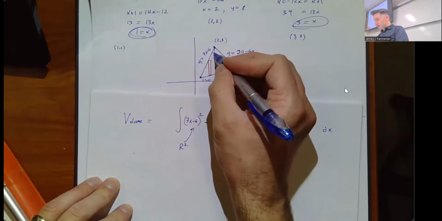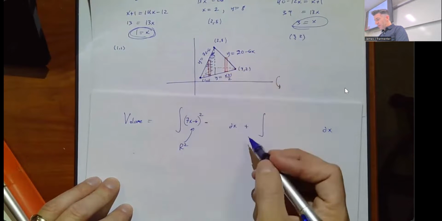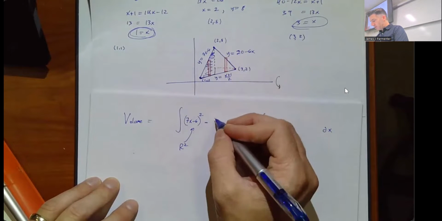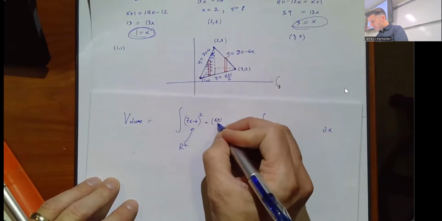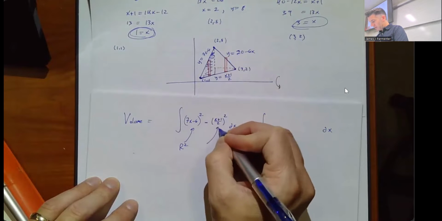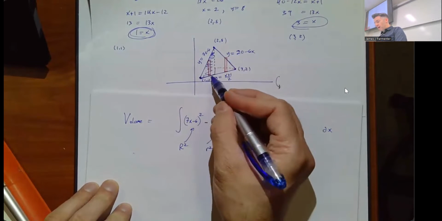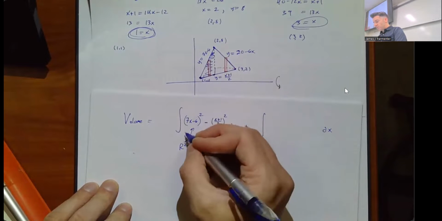Minus, in this region here, my small radius is the function that's closer to the axis of rotation, which is x plus 1 over 2. And again, it's going to get squared. That's my little radius squared. And my limits of integration are how far left to how far right, which in this case is 1 to 2.